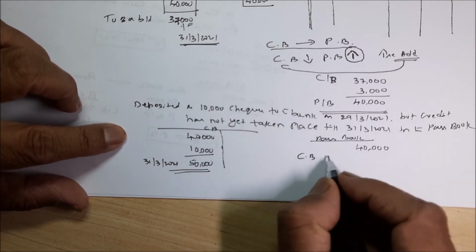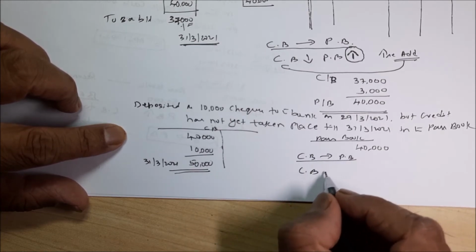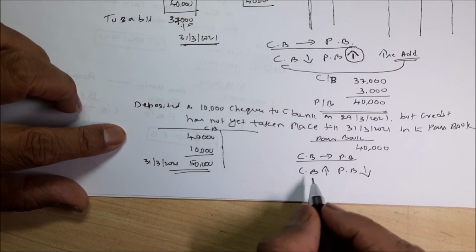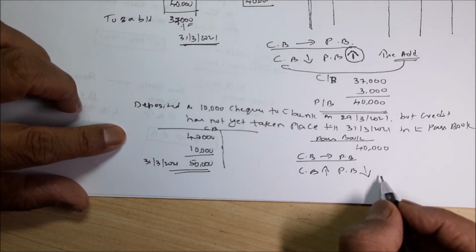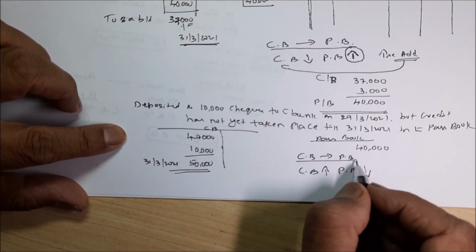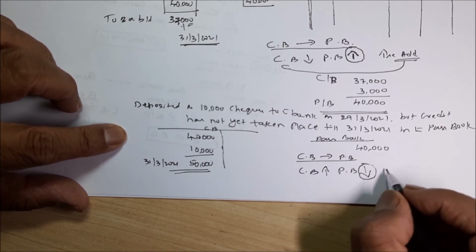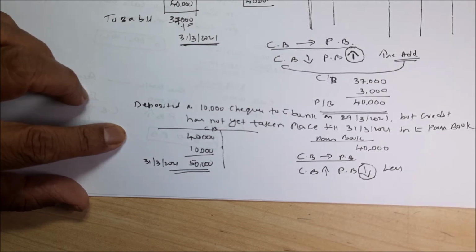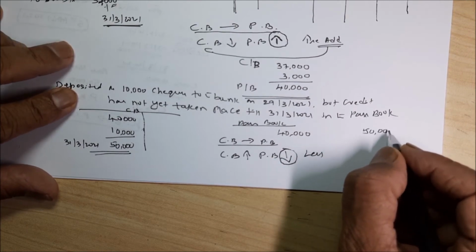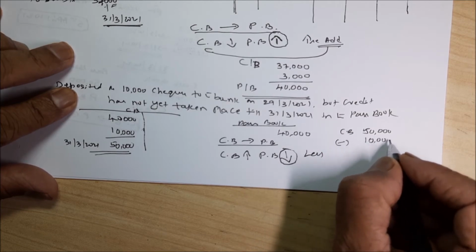Then you are coming from cash book balance to passbook balance. The cash book balance is showing more, but the passbook balance is showing less. So you have to bring the cash book balance according to the passbook balance. That means here it is a decrease, which means less. So 50,000 was the balance as per cash book, minus 10,000 which has not yet been credited.